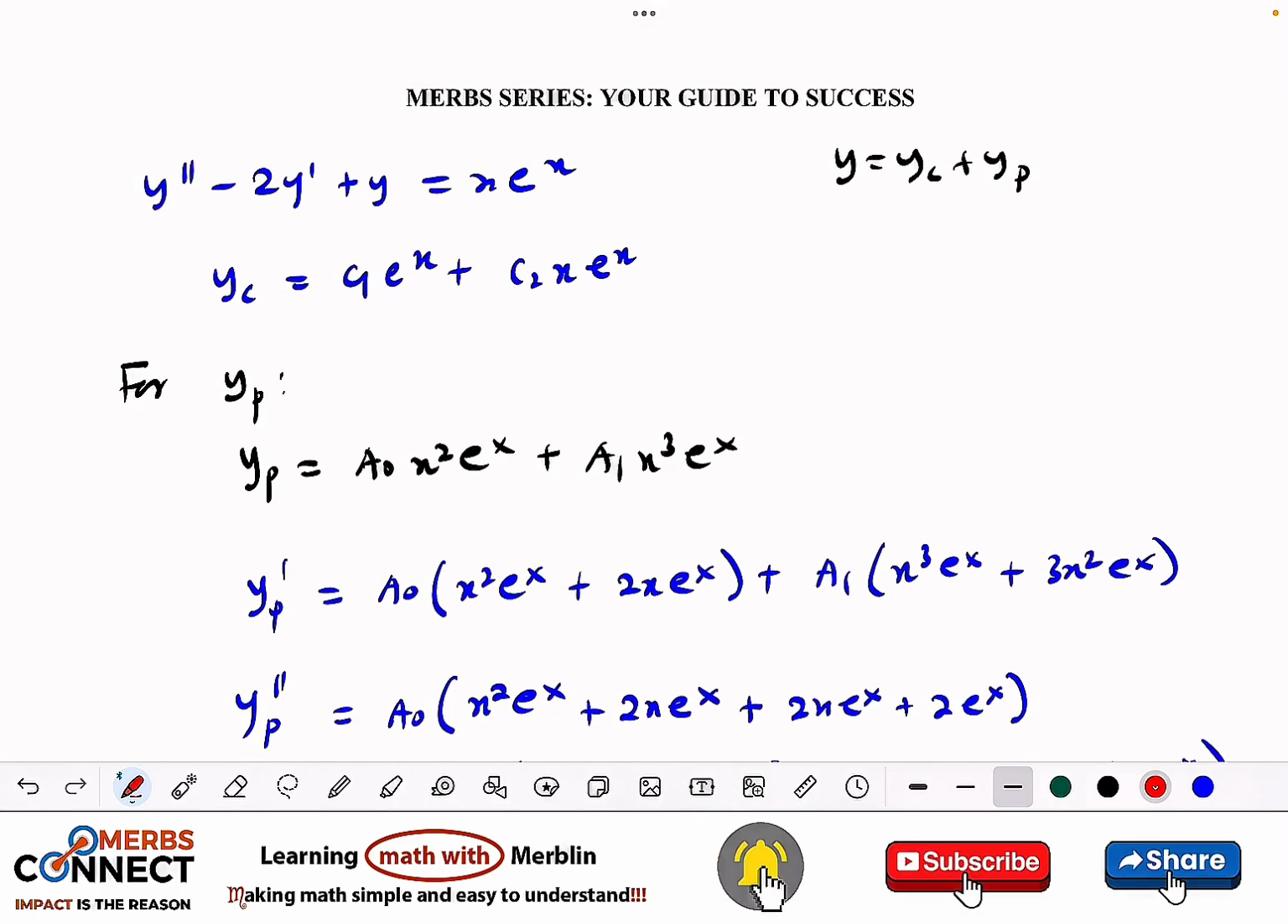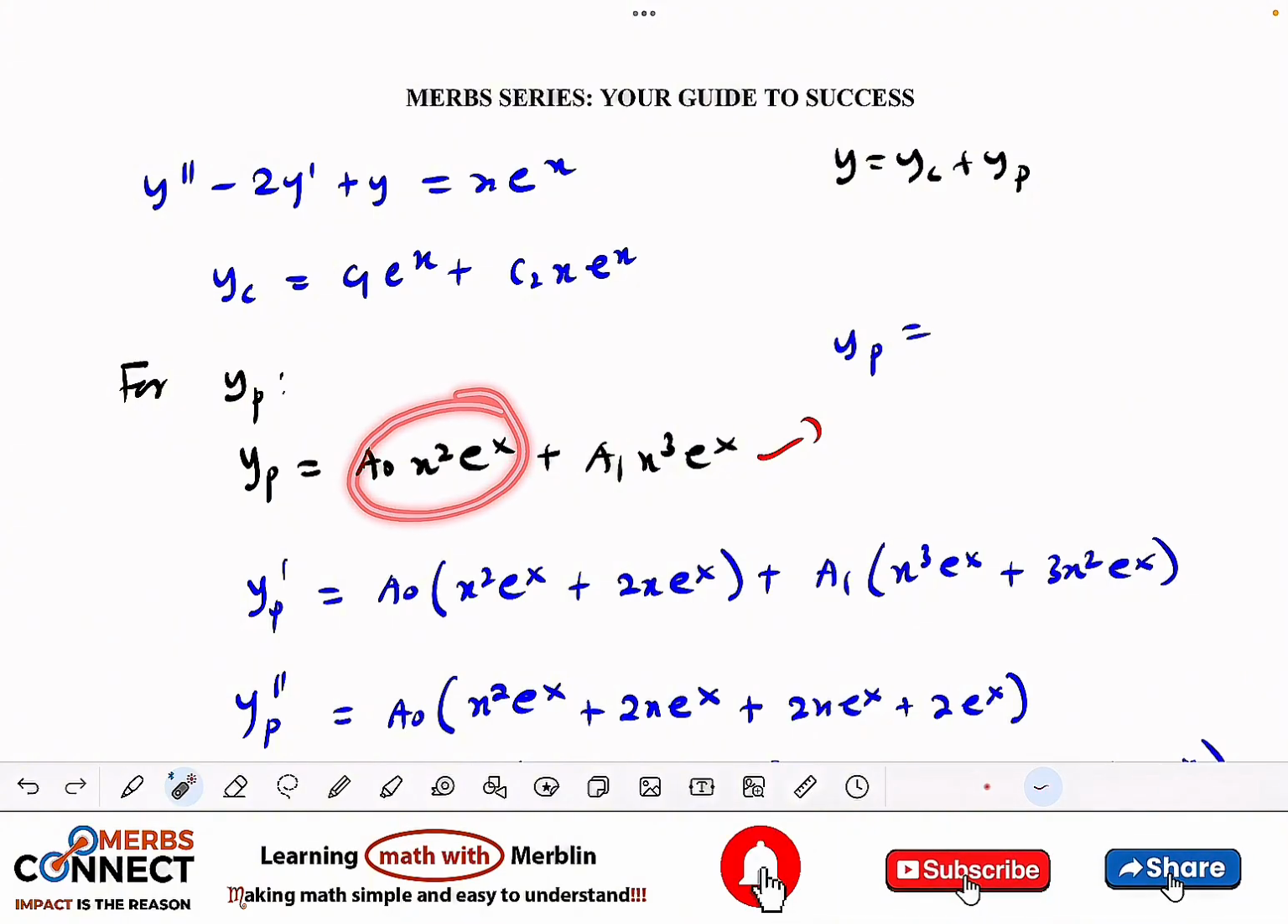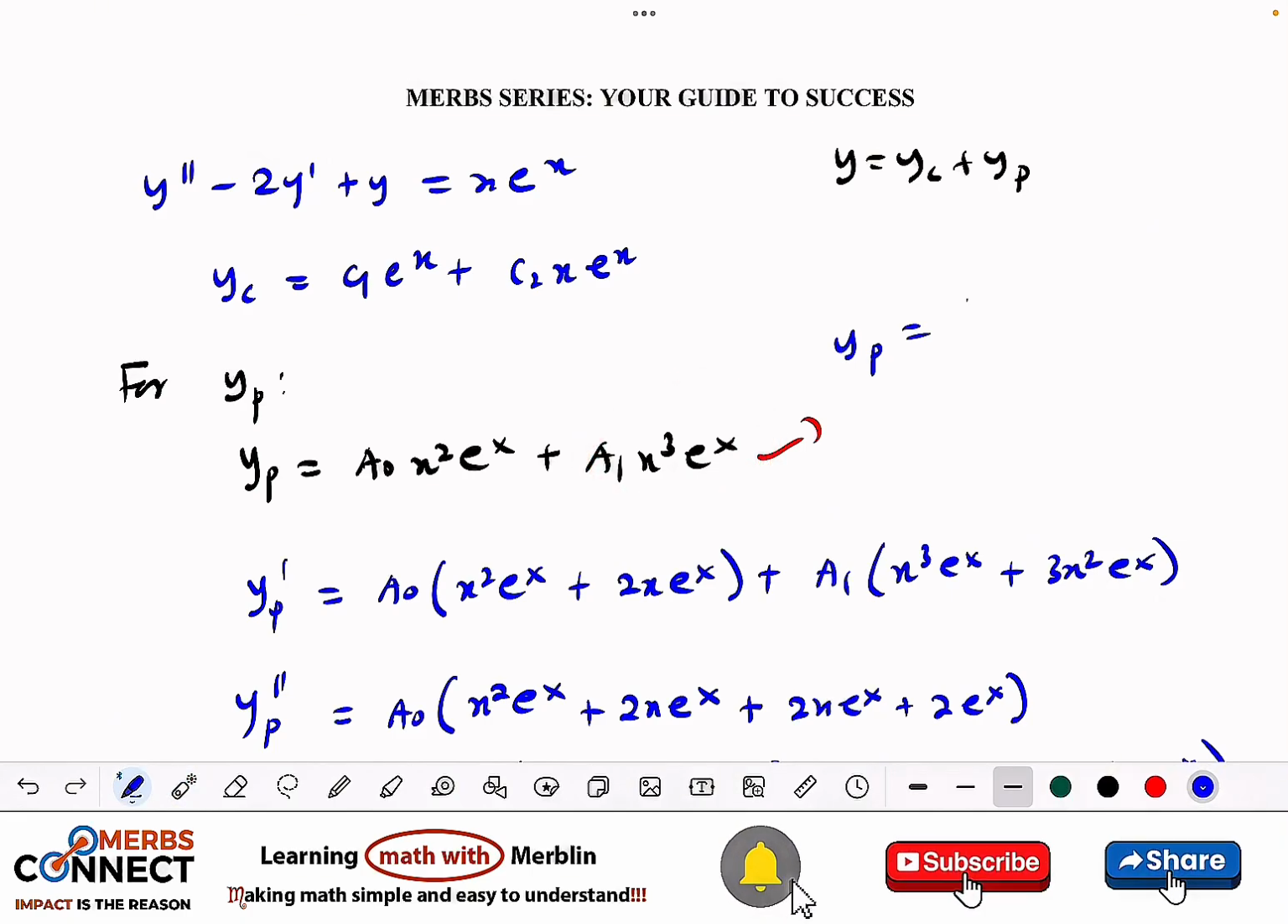So let's plug them in here. So with this one, we are going to have our particular solution. We know that a naught is 0, so everything here goes to 0. And then we are going to have a1, which is 1 over 6. So 1 over 6, x to the power 3, e to the power x.